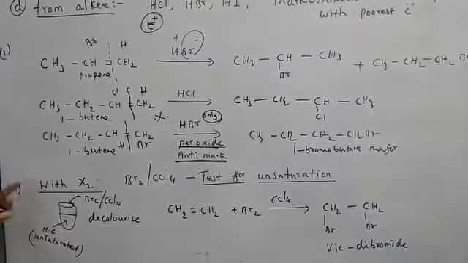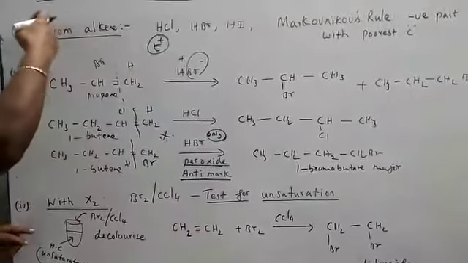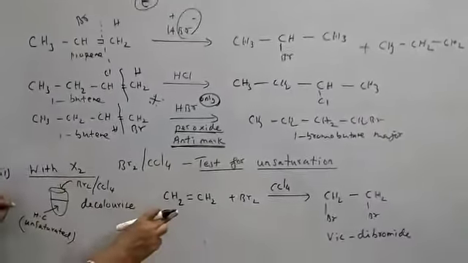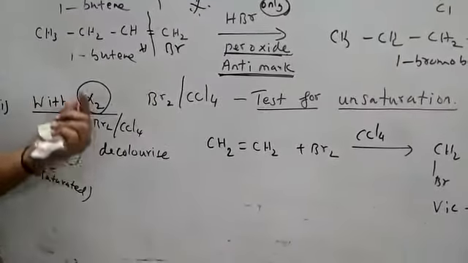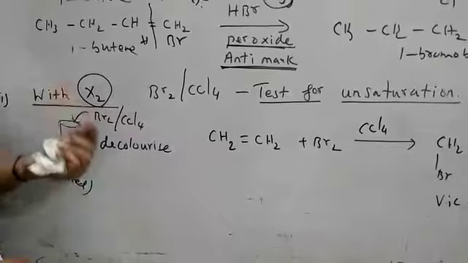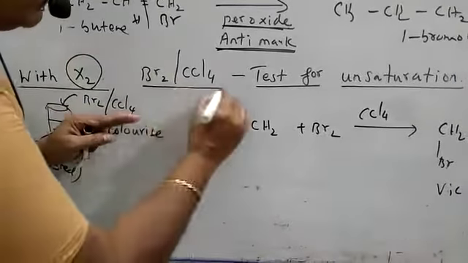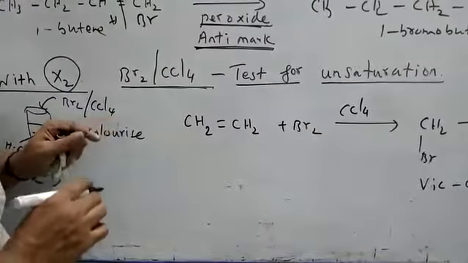Now I am going to the next heading: preparation of alkyl halide from alkene. Here alkene means there should be a double bond. What is indicated with the halogen? The halogen means chlorine, bromine, iodine; anything can be taken. In the book, the example is given with bromine. The solvent is carbon tetrachloride.